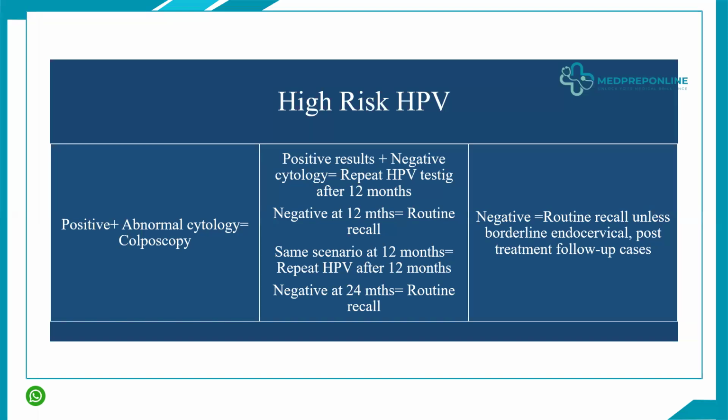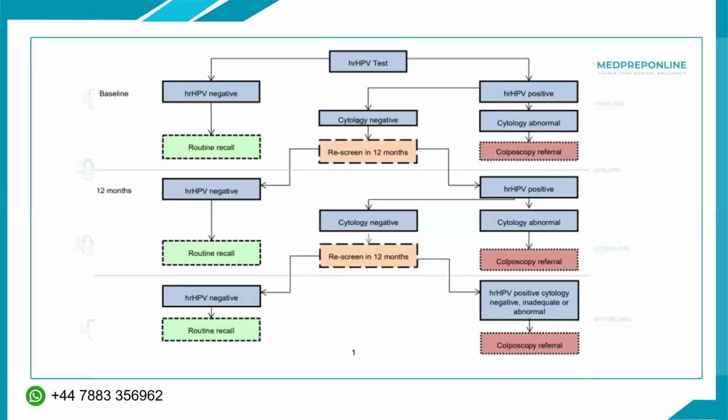In other cases, as well as in cases of borderline endocervical, if your cytology is showing borderline endocervical changes in your pap smear, even if your high-risk HPV is coming out to be negative, you do not send the patient to routine recall. You investigate the patient further. So this is the summarized algorithm for the NHS cervical screening program.